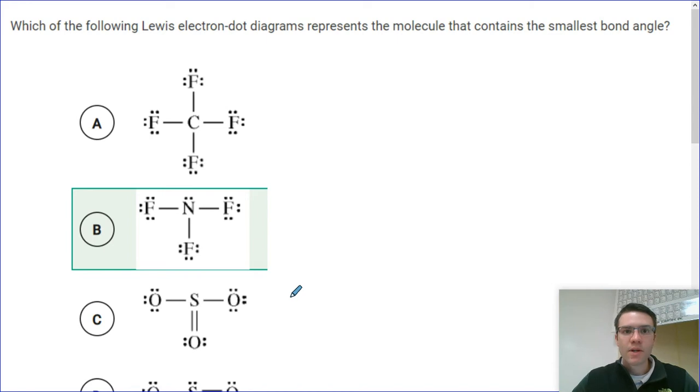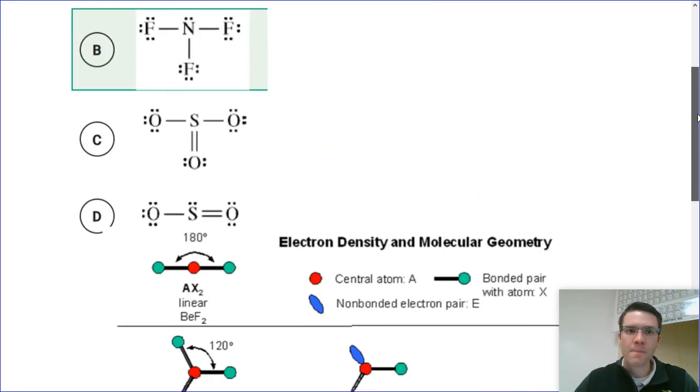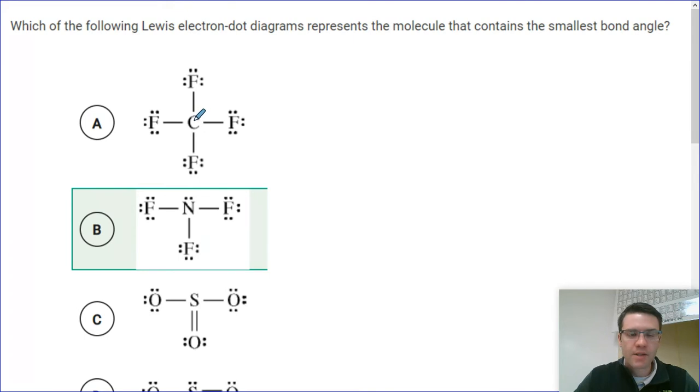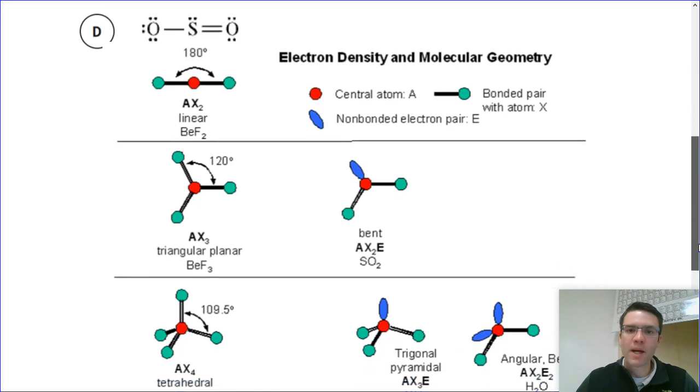Which of the following Lewis electron dot diagrams represents a molecule that contains the smallest bond angle? Smallest bond angle, we're going to use our geometry table, a good reference table to have here. Let's count how many things we have attached to the central carbon here. 1, 2, 3, 4. This would be 109.5, which would be our tetrahedral arrangement. B, 1, 2, 3, and then 4 is our lone pair electrons. Well, those lone pair electrons will repel.